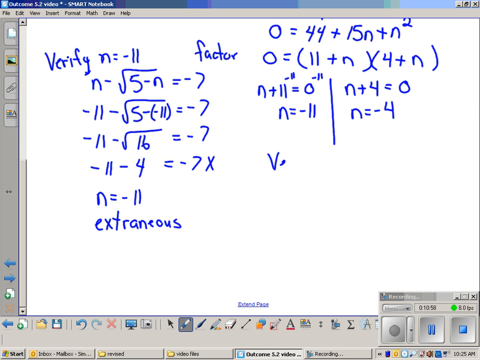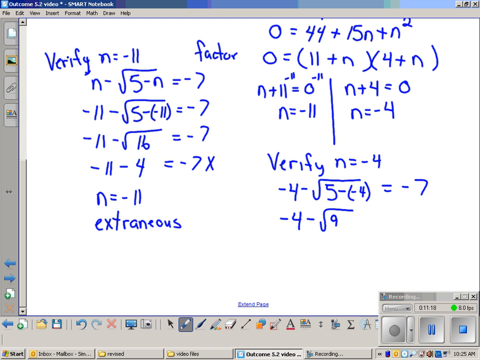We now need to verify our other solution, n equals negative 4. We end up with negative 4 minus the square root of 5 minus negative 4 equals negative 7. Negative 4 minus the square root of 9 has to equal negative 7. Negative 4 take away 3 equals negative 7. This one verifies, and so our solution set is n equals negative 4.